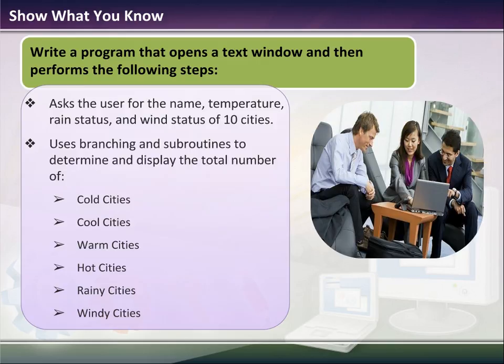If we fully understand this, we should be able to write a program that asks the user for the name, temperature, rain status, and wind status for 10 cities. Using branching and subroutines, determine a way to display the total number of cold cities, cool cities, warm cities, hot cities, rainy cities, and windy cities. That is really a challenge. I think I may need to do a separate video for that.